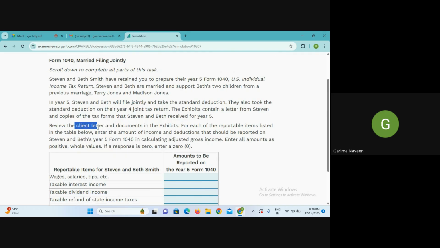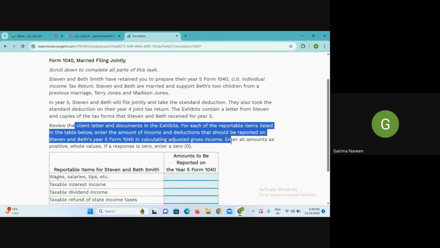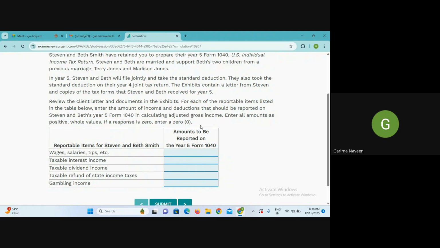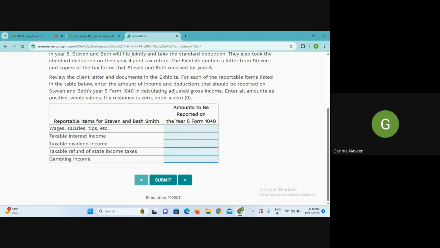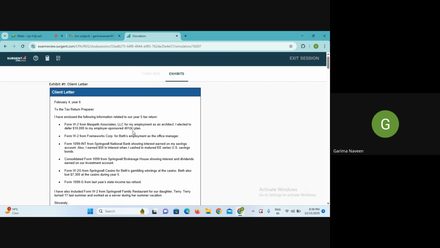So review the client letter and documents in the exhibit for each of the reportable items listed in the table and enter the amount of income and deduction that should be reported on the year 5 Form 1040 in calculating adjusted gross income. So enter all the amounts as positive whole values. If the response is 0, enter a 0. So here you first have wages, salaries and tips. So what should be the amount you need to report on Form 1040?